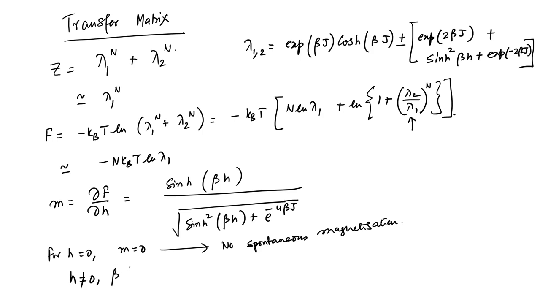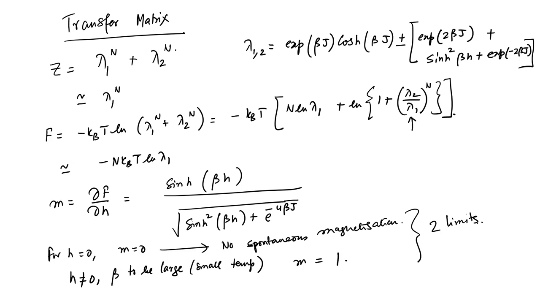to be large, which means small temperature, we have all of them pointing along the same direction. So, m actually tends to 1. Okay, so these are the two limits that are of importance to us.